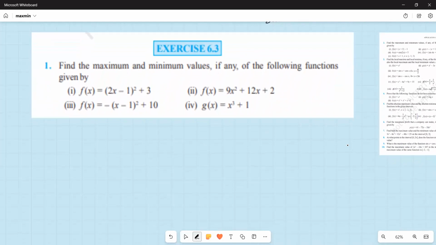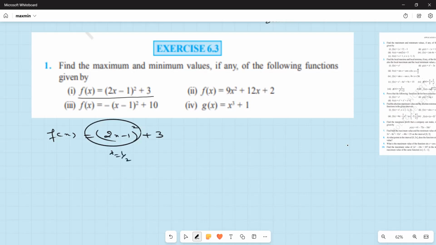Find the maximum and minimum value, if any, for the following function given as this. Now, in this type of function, you will not use any derivative test or anything. You will just follow the question from here only. f of x is (2x minus 1) square plus 3. Can I make this term 0? If I take x equal to half, what will this be? 2 into half minus 1. So isn't it that this term will become 0? So what is the minimum value I am getting?